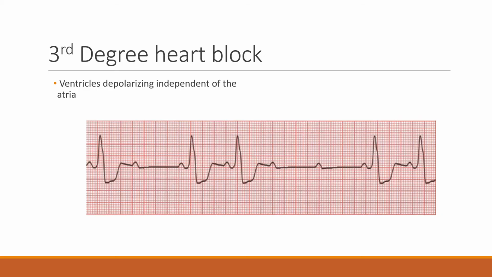You see the P waves. This is atrial depolarization going at a regular rate, and the QRSs are going at a rate regular to themselves, albeit very slow. But you can also have narrow QRSs in third-degree heart block, and that is if the pacemaker is coming from, say, below the AV node, such as at the bundle of His, you would have a narrow QRS.